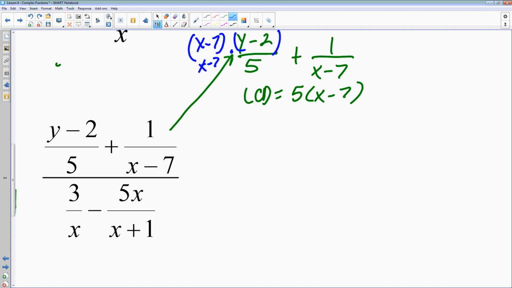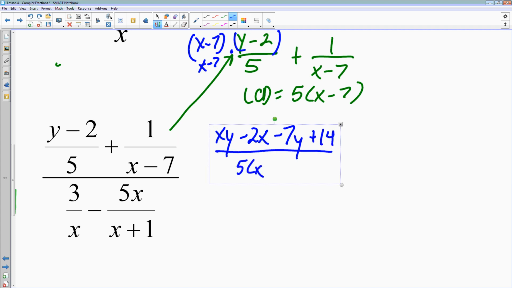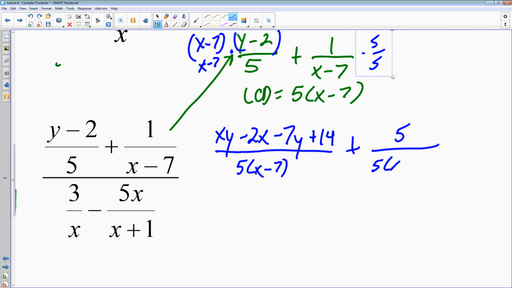So x times y is xy. X times negative 2 is negative 2x. Negative 7 times y is negative 7y. Negative 7 times negative 2 is positive 14 over my LCD. Then my second fraction gets multiplied just by 5 over 5. So that one's a lot nicer. Okay, and then we can only combine the 14 and the 5.